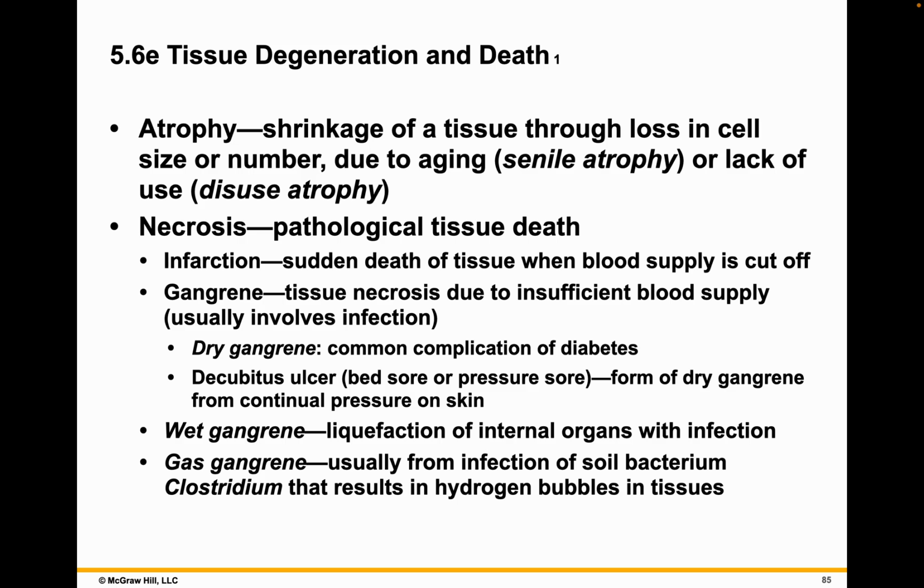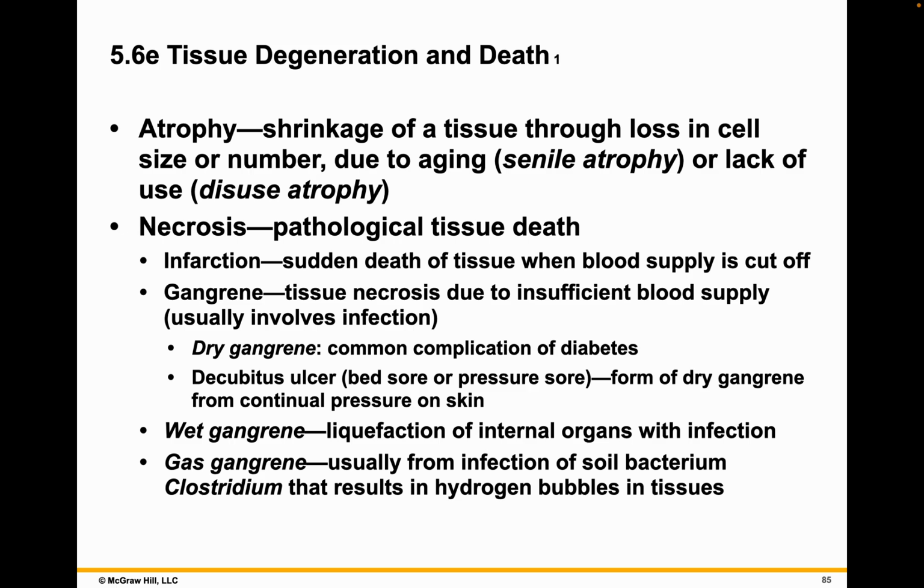Atrophy is the shrinking of tissue through a loss in cell size or number. It happens because of aging and a lack of use. Necrosis is a pathological tissue death. An infarction is the death of a tissue because the blood supply, oxygen supply, is cut off. In the case of gangrene, tissue necrosis is due to insufficient blood supply, generally linked to an infection or an injury. Dry gangrene is a common complication of diabetes.